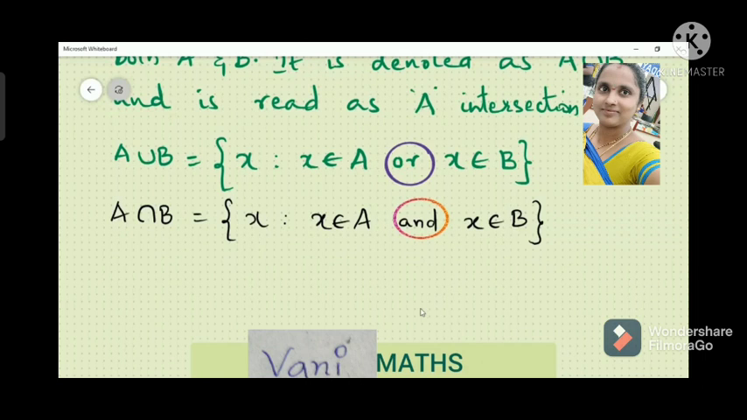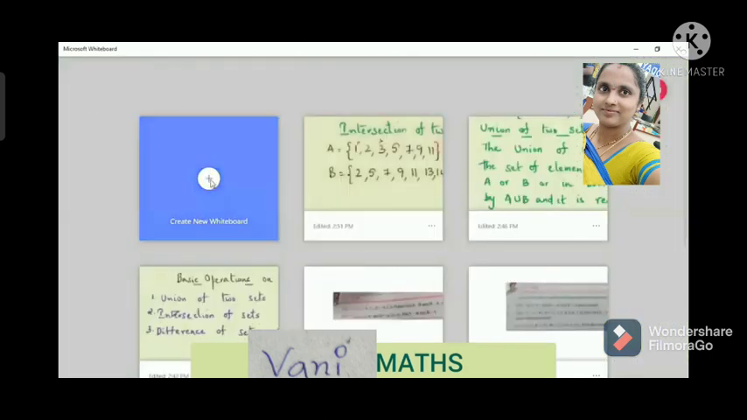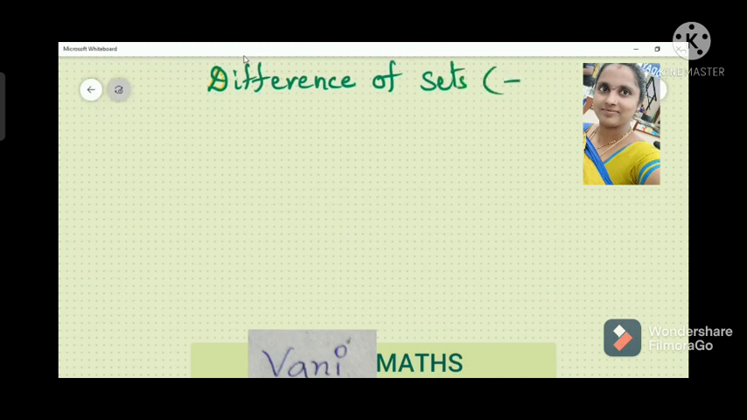We will discuss the difference of sets, and then move to some problems related to union, intersection and difference from your textbook. So what is difference? Difference of two sets. Let me take another board. How do we denote it? We denote it with minus.